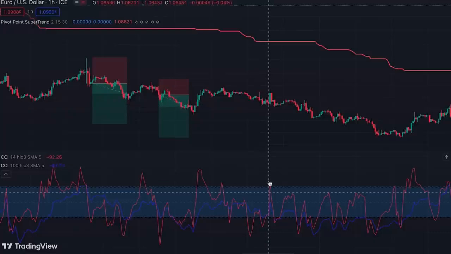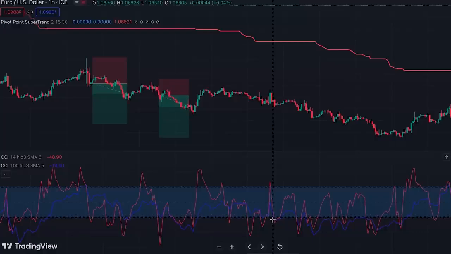And here we got another trading signal. You can see red CCI was above plus 100, then it crossed down the blue CCI and went down below minus 100. So another short position could be opened here, and we continue like this.